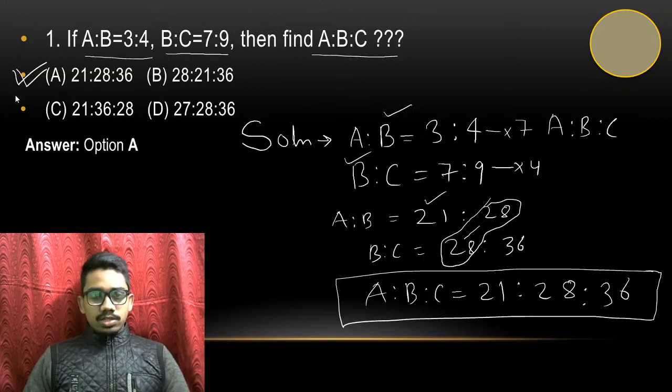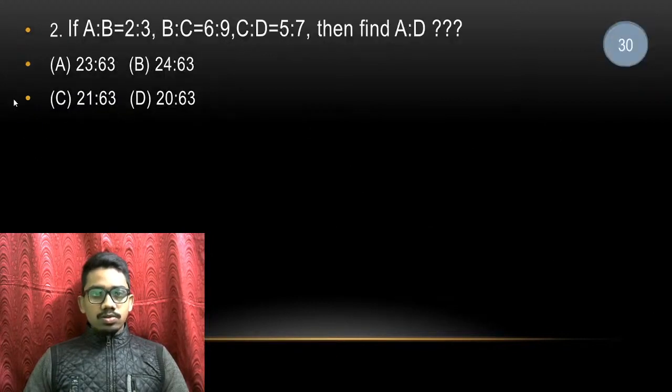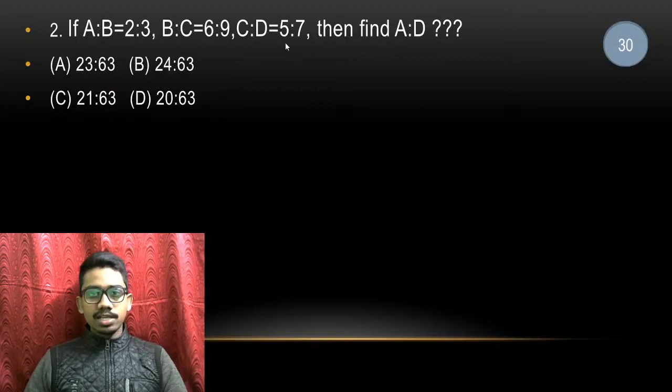Let's solve question number 2. I hope you all understood this question. So let's solve question number 2. A ratio B is 2 ratio 3, B ratio C is 6 ratio 9, C ratio D is 5 ratio 7. Find A ratio D. Your time starts now. Be very quick.